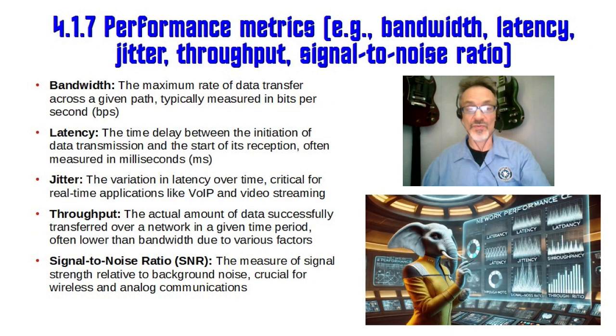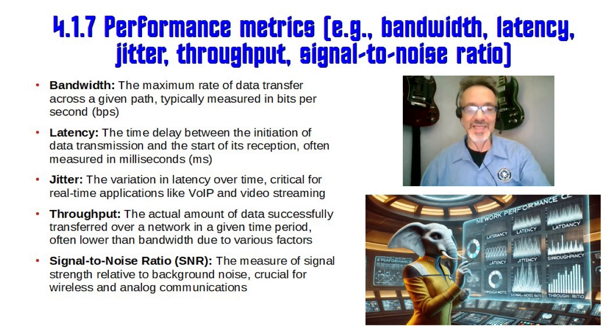4.1.7 Performance metrics. This is essential for network efficiency and ensuring it meets both security and operational needs. The exam often includes questions about how these metrics impact both performance and security. So let's break them down. Bandwidth refers to the maximum rate of data transfer across a network. While high bandwidth is desirable, it doesn't guarantee efficient communication if latency and jitter aren't managed.